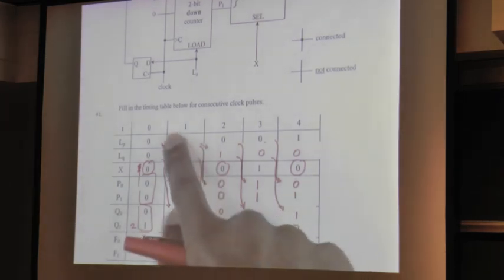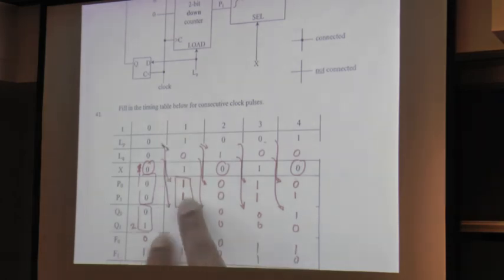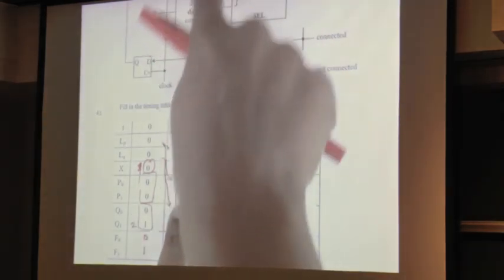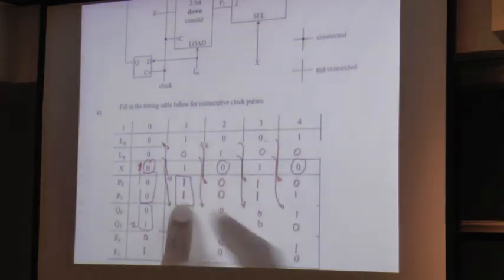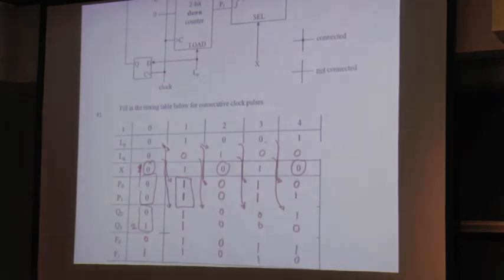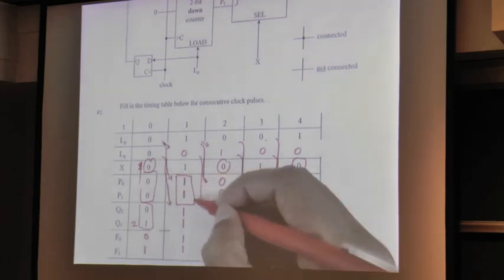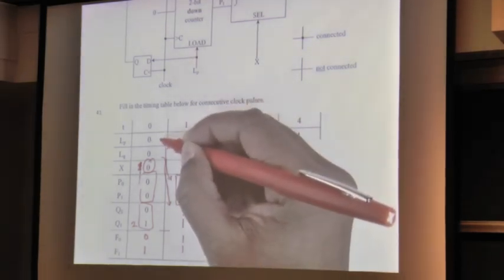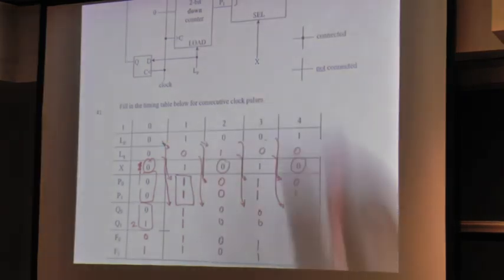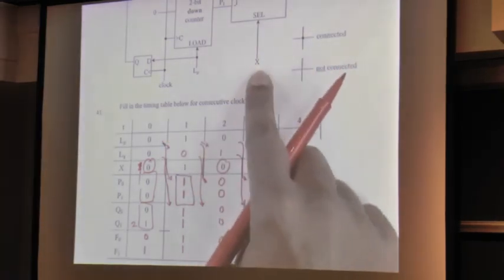So when you're dealing with a clock input, you have to look at the previous interval. This is a bit different to the multiplexer.